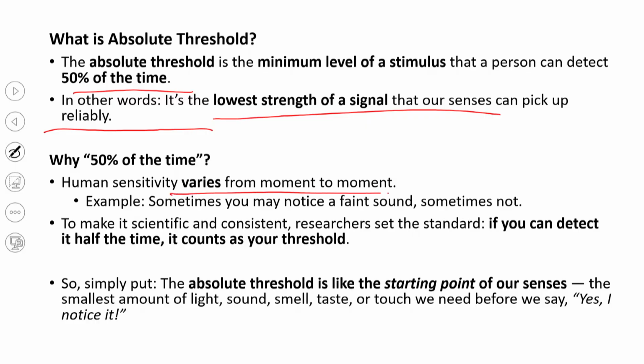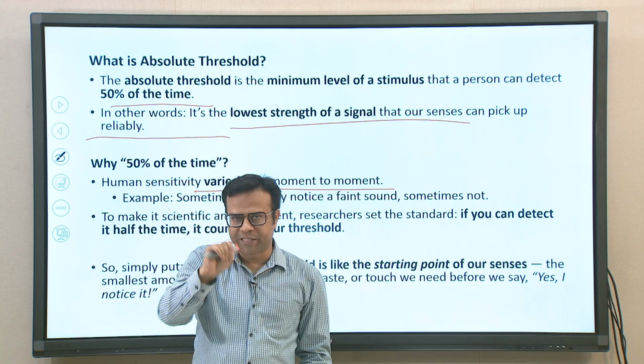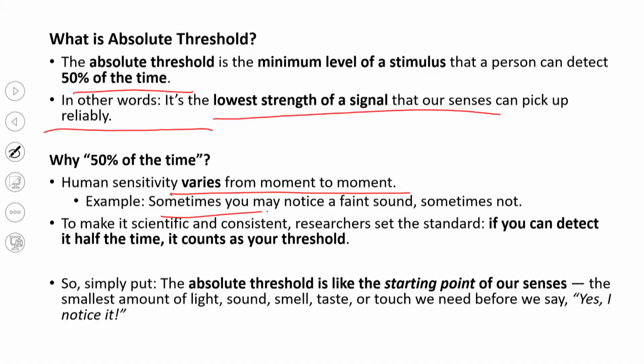Human sensitivity varies from moment to moment, because every time the sensitivity of our sense organs is not equal. Sometimes the same stimulus I can detect, and another time I may not be able to detect. So, if I am able to detect at least 50%, half of the time, if I present it, let us say, 10 times, and I am able to detect 5 times, then it is okay. So, that is the basic minimum criteria. Sometimes you may notice a faint sound, sometimes not, because of other factors like your psychological readiness and so on.